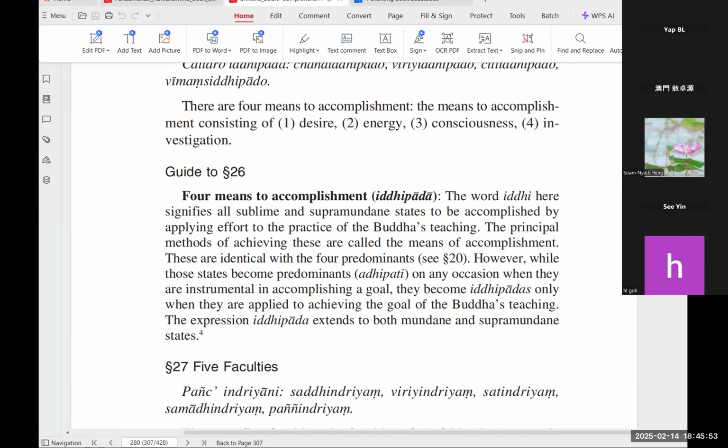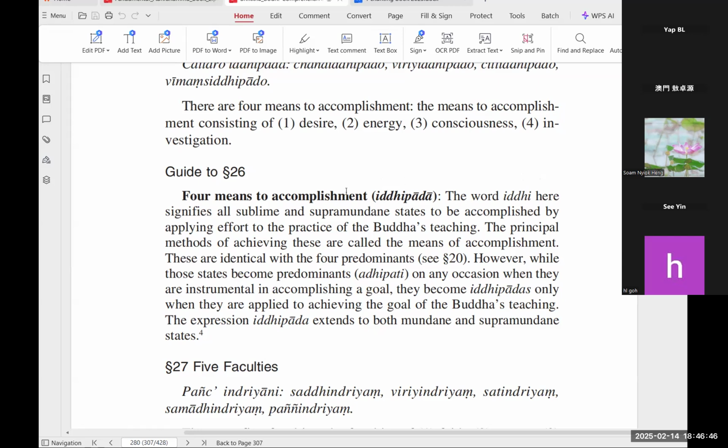The word iddhi here signifies all sublime and supramundane states to be accomplished by applying effort to the practice of the Buddha's teaching. The principal methods of achieving this are called the means of accomplishment. These are identical with the four predominants. However, while those states become predominant, adhipati, on any occasions when they are instrumental in accomplishing a goal, they become iddhipadas only when they are applied to achieving the goal of the Buddha's teaching. The expression iddhipada extends to both mundane and supramundane states.